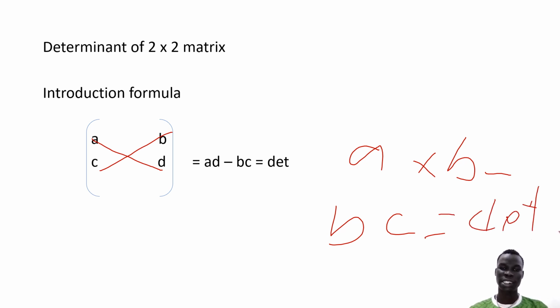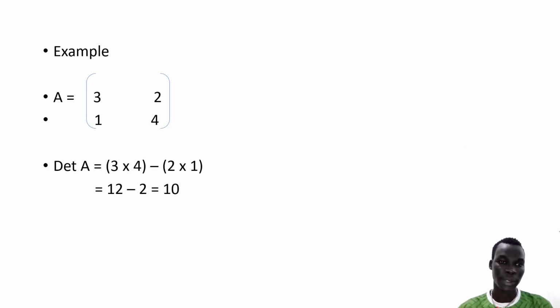So that's how we find the determinant of a 2 by 2 matrix. It is easier, more simple than finding the determinant of a 3 by 3 matrix. So let's go to the example. We try to solve the example. The example is matrix A equal to 3, 2, 1, 4.